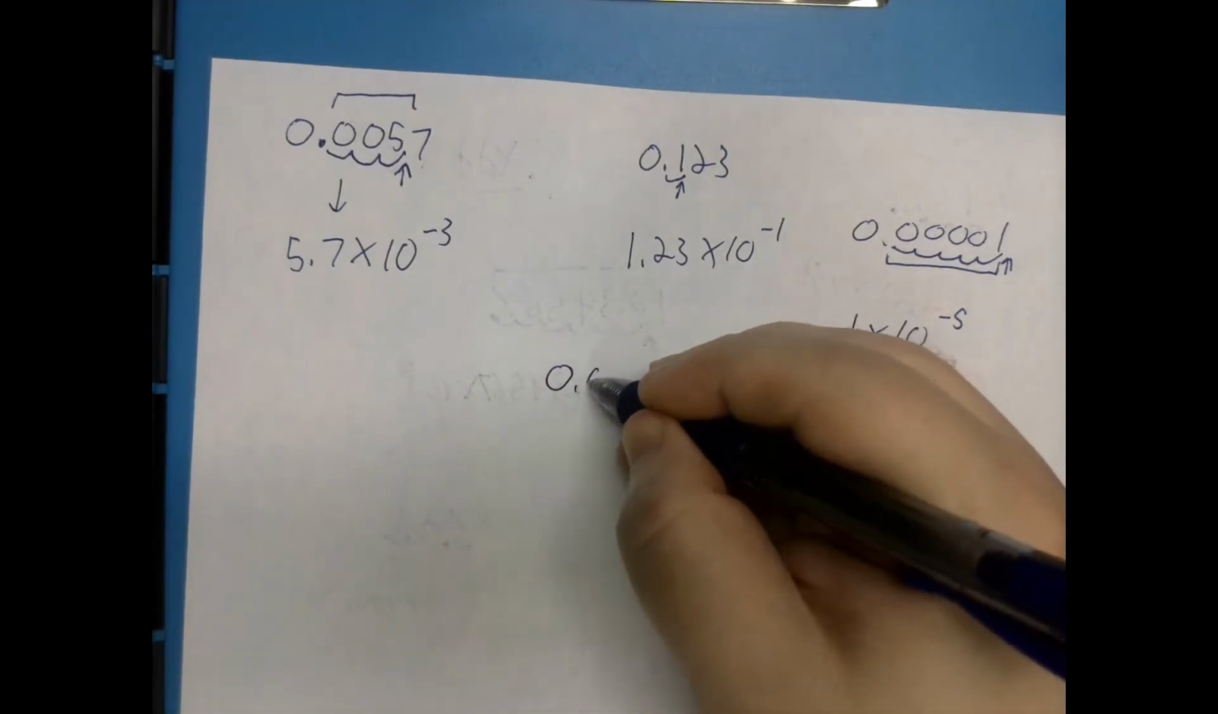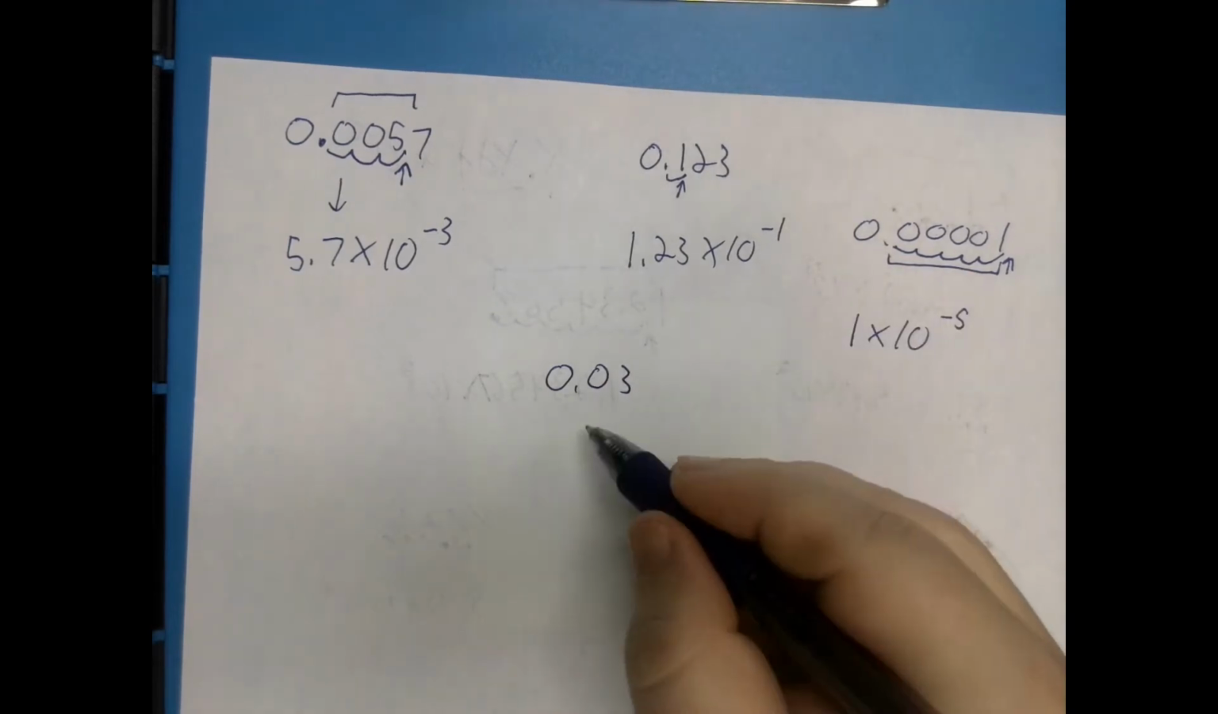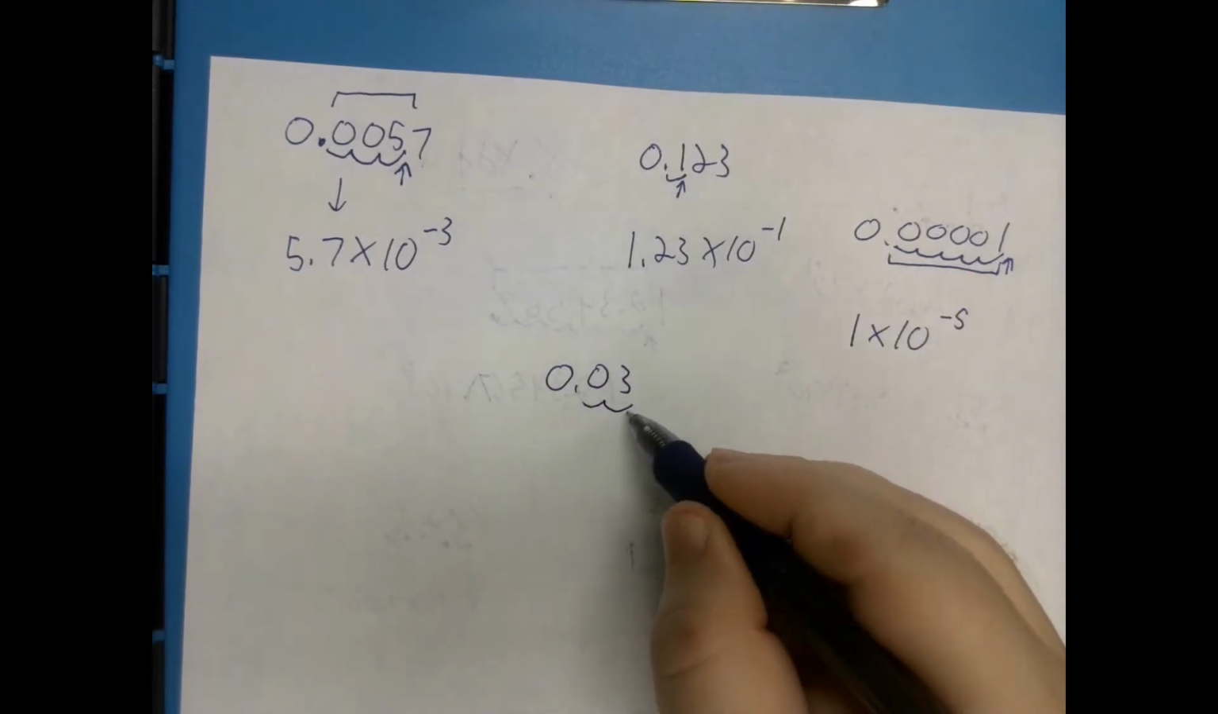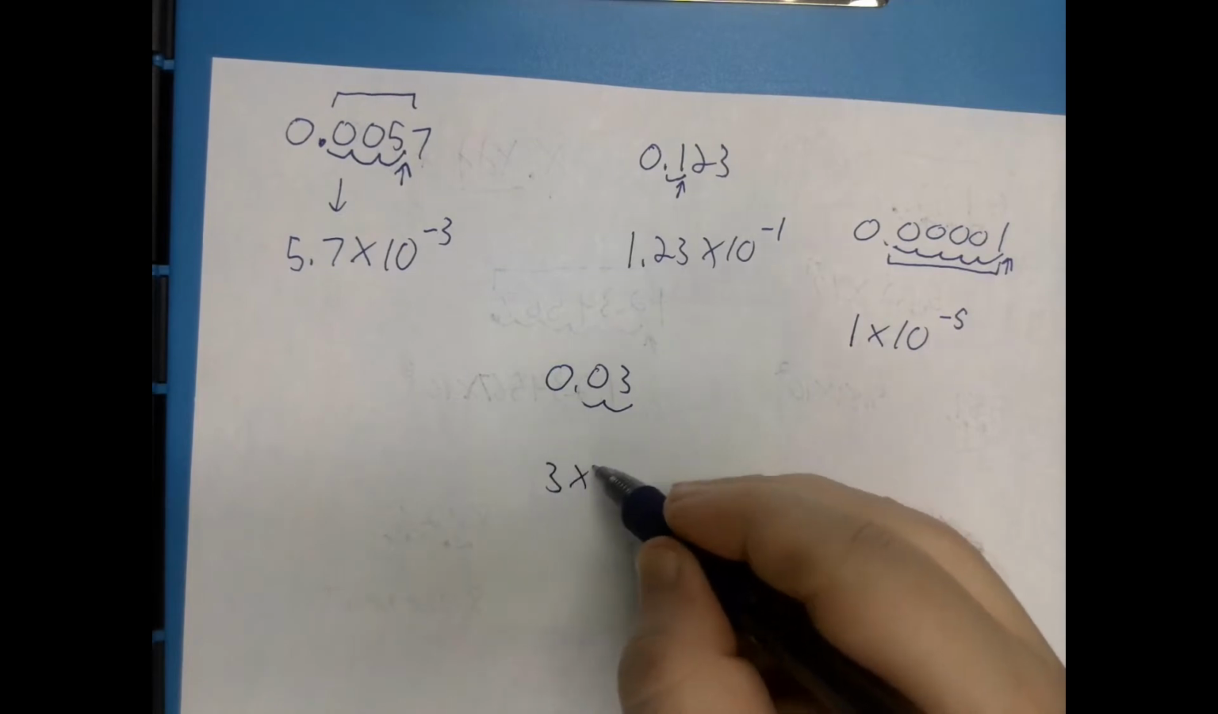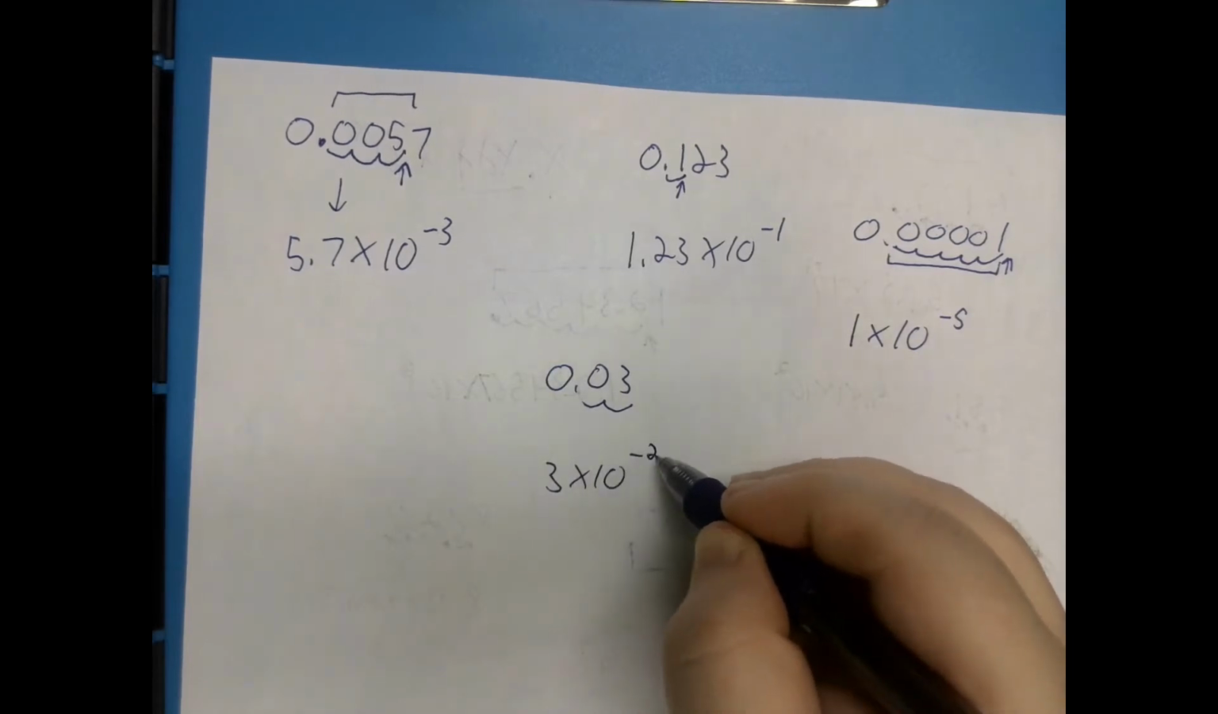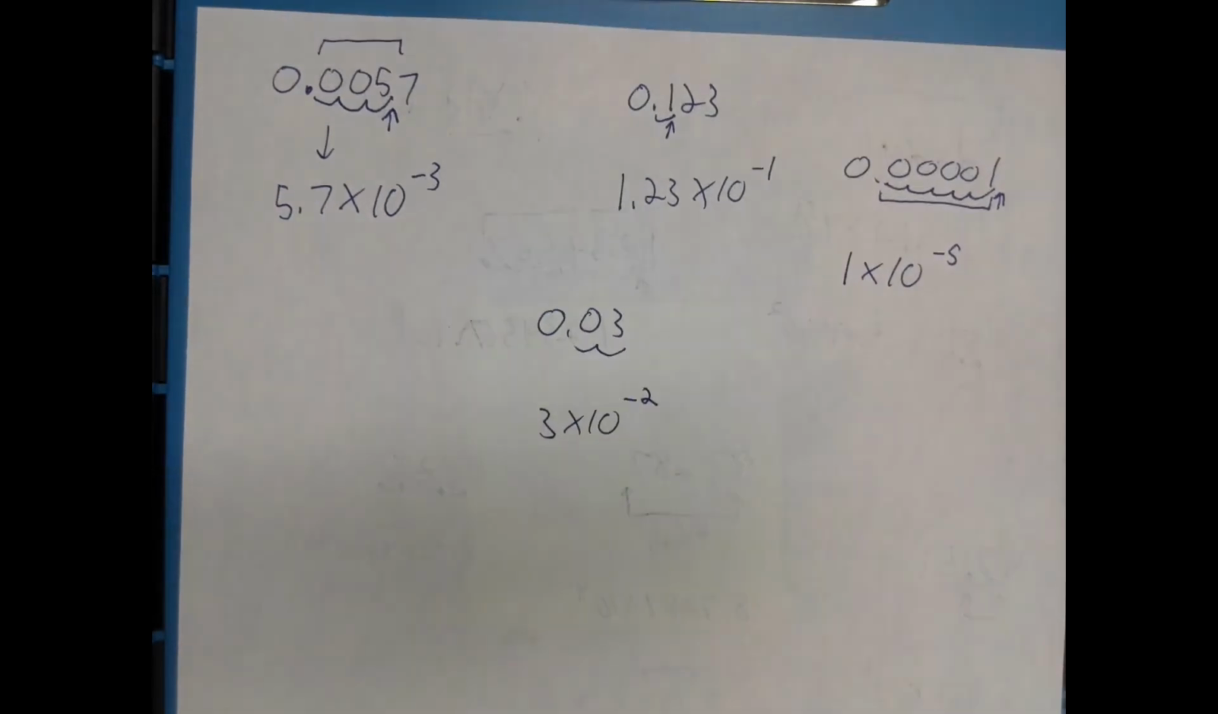Or if you had 0.03, again, I need to move it 1, 2 over. So that'd be 3 times 10 to the negative 2. You move it 2 over.